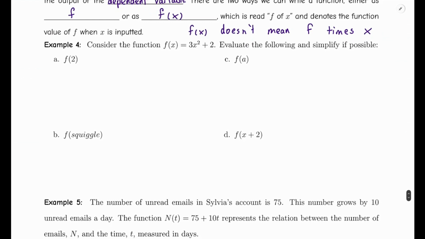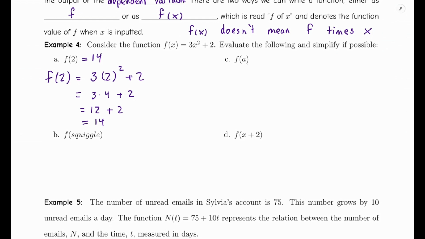So example 4, consider the function f of x equals 3x squared plus 2. Evaluate the following and simplify if possible. So f of 2, that means wherever there's an x, it gets replaced by a 2. So we had 3x squared. This is going to become 3 times 2 squared plus 2. And then it's just your order of operations. So 2 squared is 4. 3 times 4 is 12. 12 plus 2 is 14. So f of 2 is 14. That's what you do when you have a number.